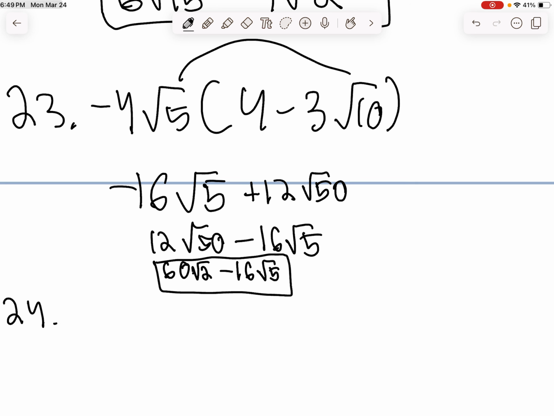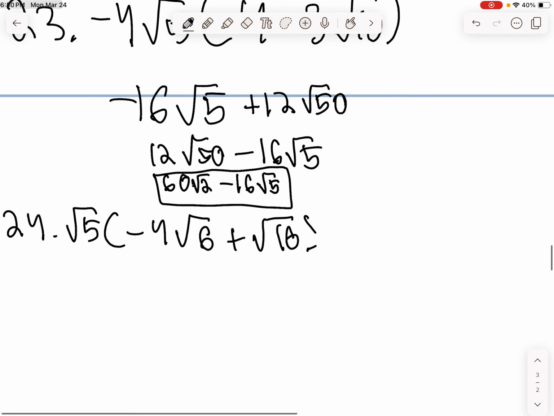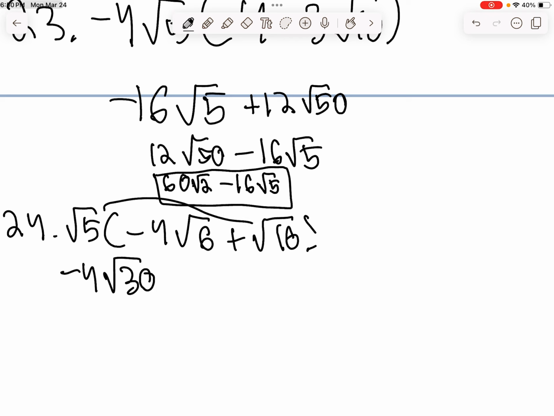Alright. Last one for this page, but as you could probably guess, not the last one for all of them. Square root of 5, parentheses, negative 4 square root of 6 plus square root of 10. I might actually lose my voice doing these. That would suck. Anyway, multiply by this one first: negative 4 square root of 30, and multiply by this one second.